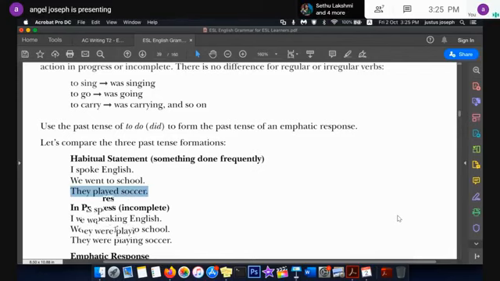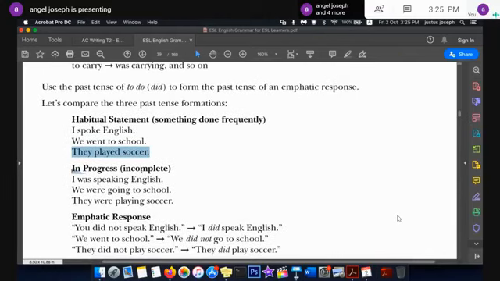Moving on to the in progress tense. Now here things will change quite a bit. So in the present tense, the sentence was I am speaking English. That am changed into I was speaking English. That am changed to was in the past. The next example. In the present tense, we are going to school. But in the past, it became we were going to school.